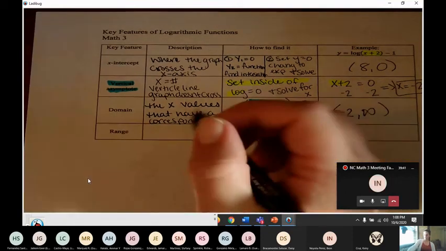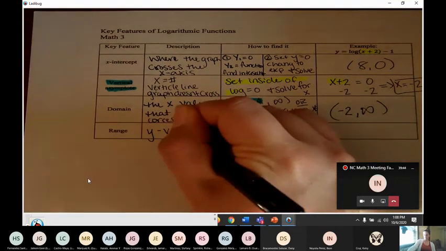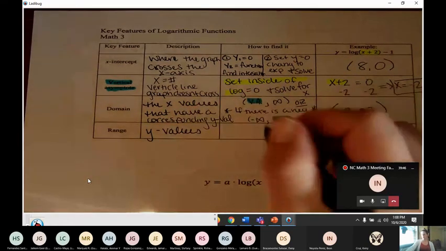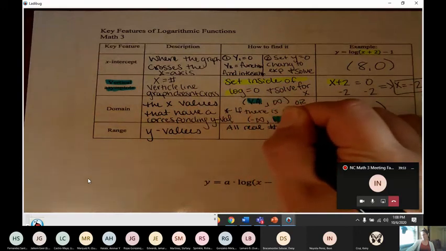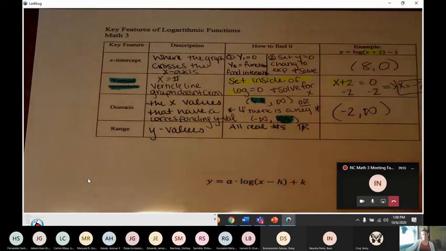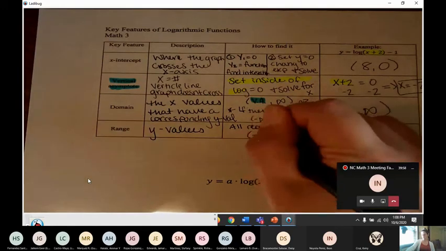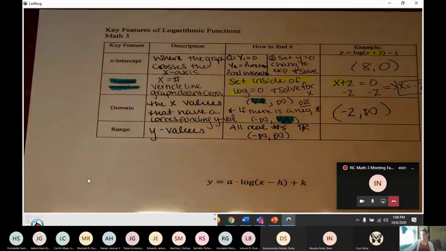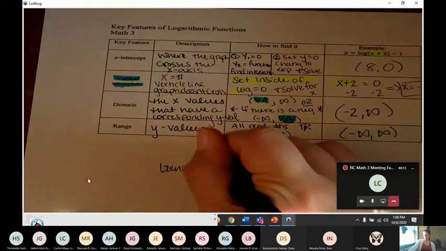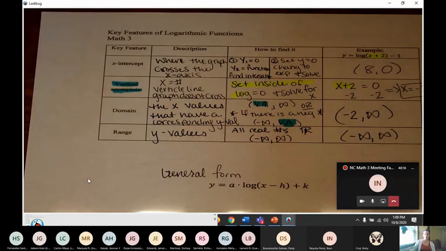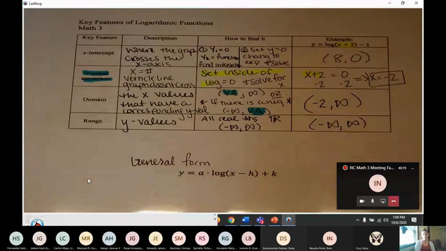Okay, and the range is going to be all the y values. We should have all real numbers for this every time, which can be written as double-barred R, or from -infinity to positive infinity. It's always just going to be from -infinity to positive infinity. And this is the general form of our logarithmic function. What questions do you guys have about those key features? Those are the key features that we're going to care about for logarithmic functions.